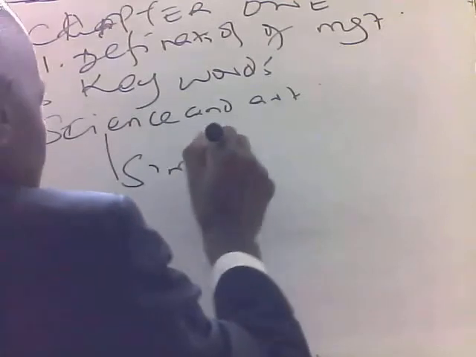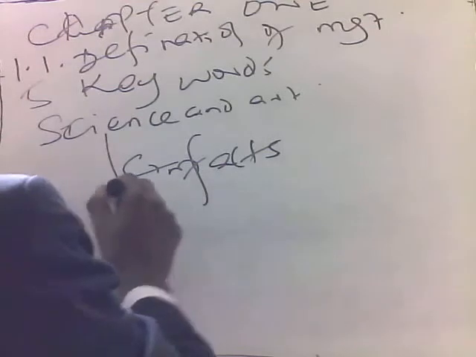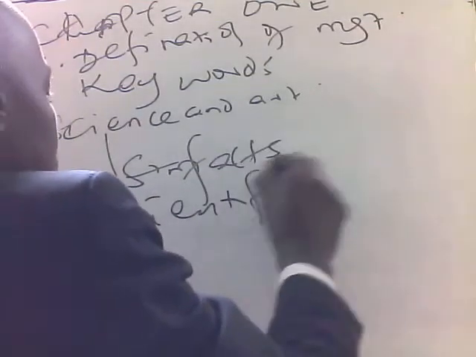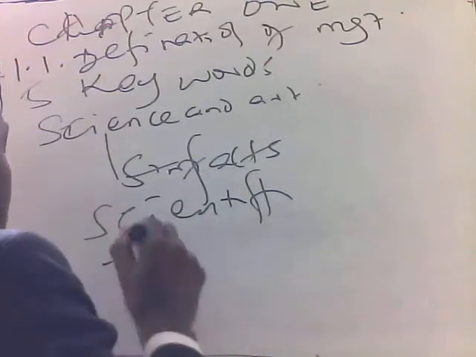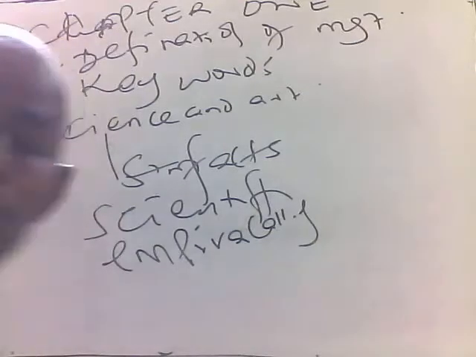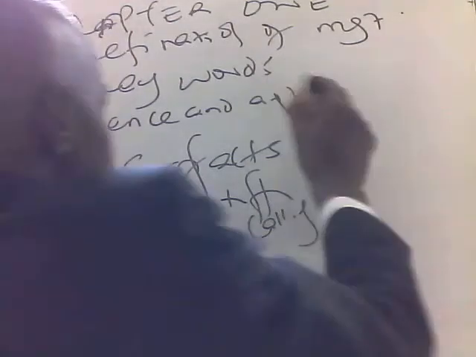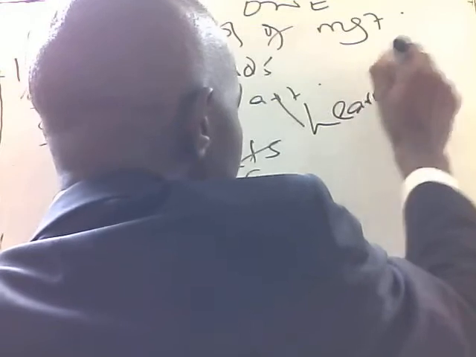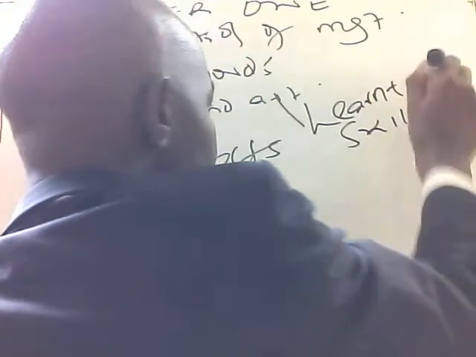When we talk about science, what do we really mean? Science simply means facts, something that can be scientifically proven, something that can be empirically proven. What do we mean by an art? An art is a learned skill, something that you can practice over time and be able to learn it.